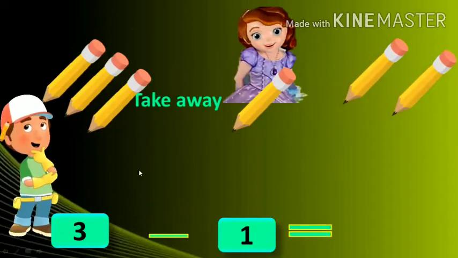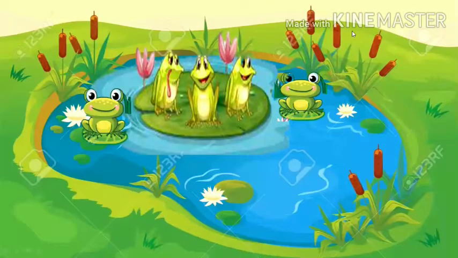So, from 3 pencils, we are taking away 1 pencil. We are getting 2 pencils. 3 minus 1 equals to 2.